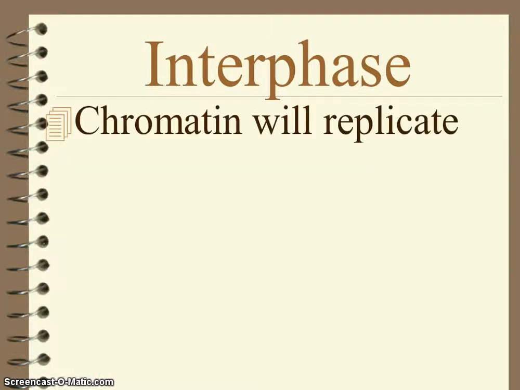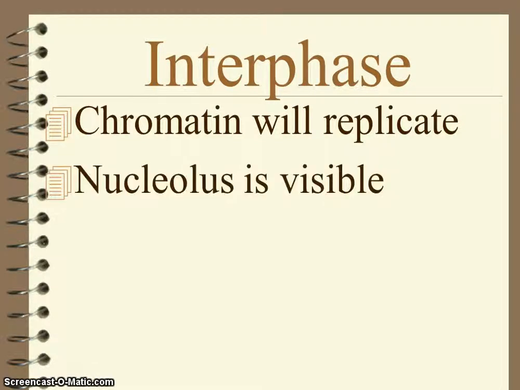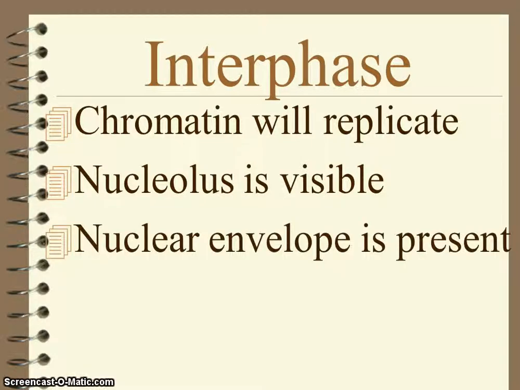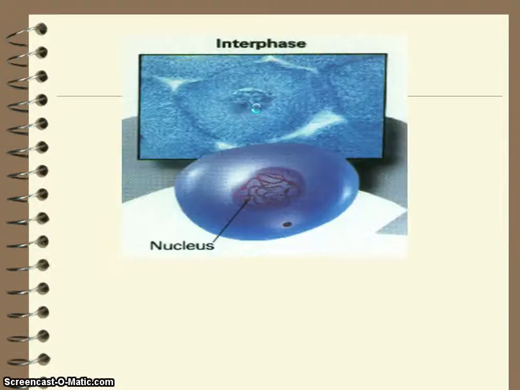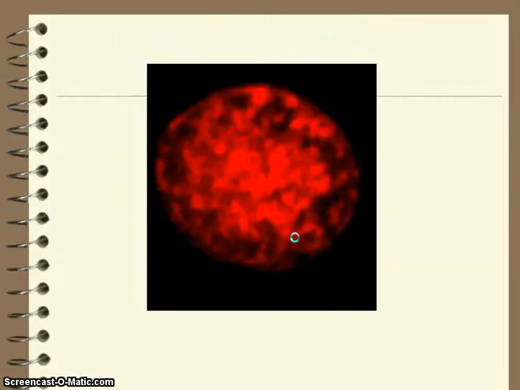The main thing that happens in interphase is that the genetic material doubles, so the chromatin replicates. We can see the nucleolus, or maybe many nucleoli, still in the nucleus. The nuclear envelope is present, as we learned about in the cell parts. So you can see the nuclear envelope, the chromatin, your nucleoli, and so forth. And this is where our centrioles are.